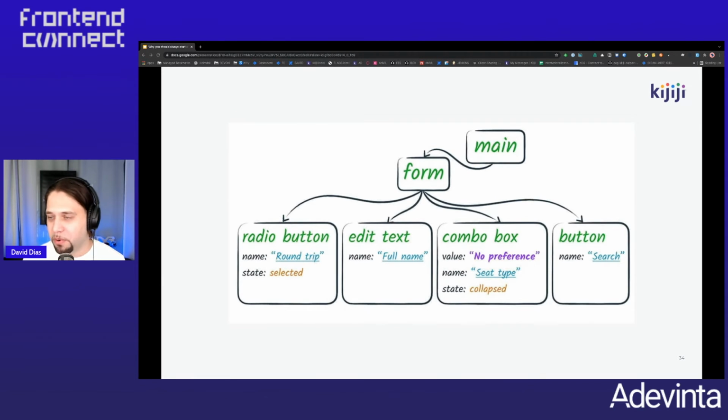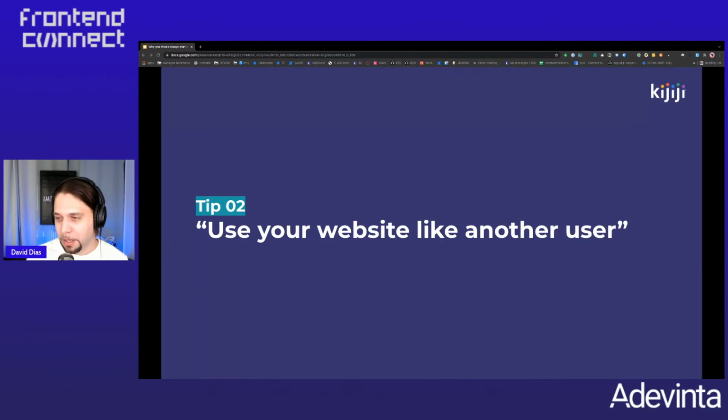So this is an example of how the accessibility tree organizes all the HTML code you may have. This is an example for a form. And these are all the elements that any assistive technology takes and tells the users about. That's how people know what things are and what they do.